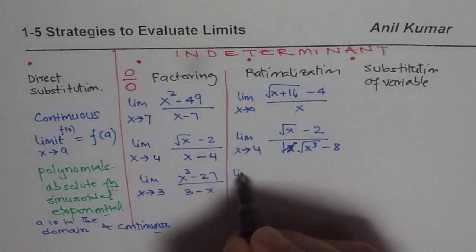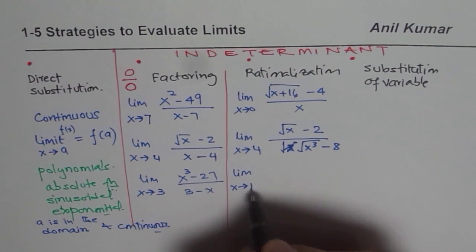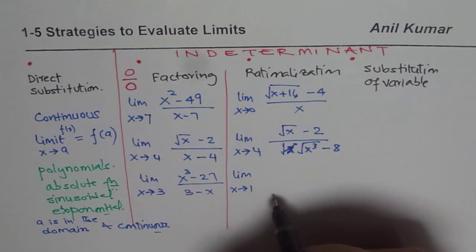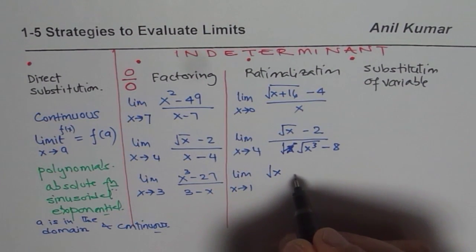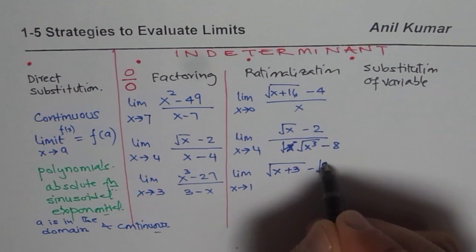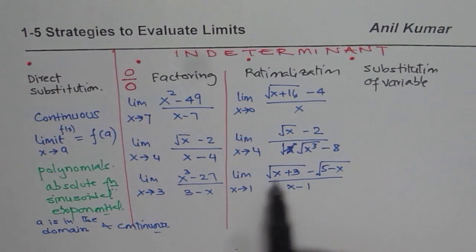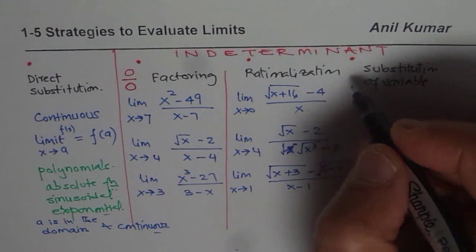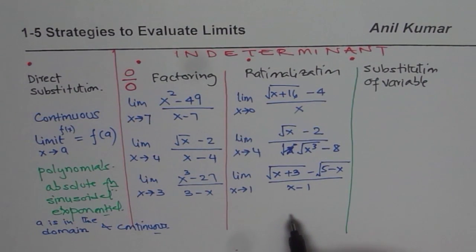We could also have questions like, let me give you 2 radicals now. So we could have x approaches, let's say 1. I'm not taking cases of infinity at present, and we'll take them later. So we'll have x, let us say x plus 3 minus, let us say 5 minus x divided by x minus 1. And in this particular case, we have 2 radicals. You may have to rationalize and solve this question. So that could be another example of rationalization. I'll give you links where rationalization of both numerator and denominator may be required, right?